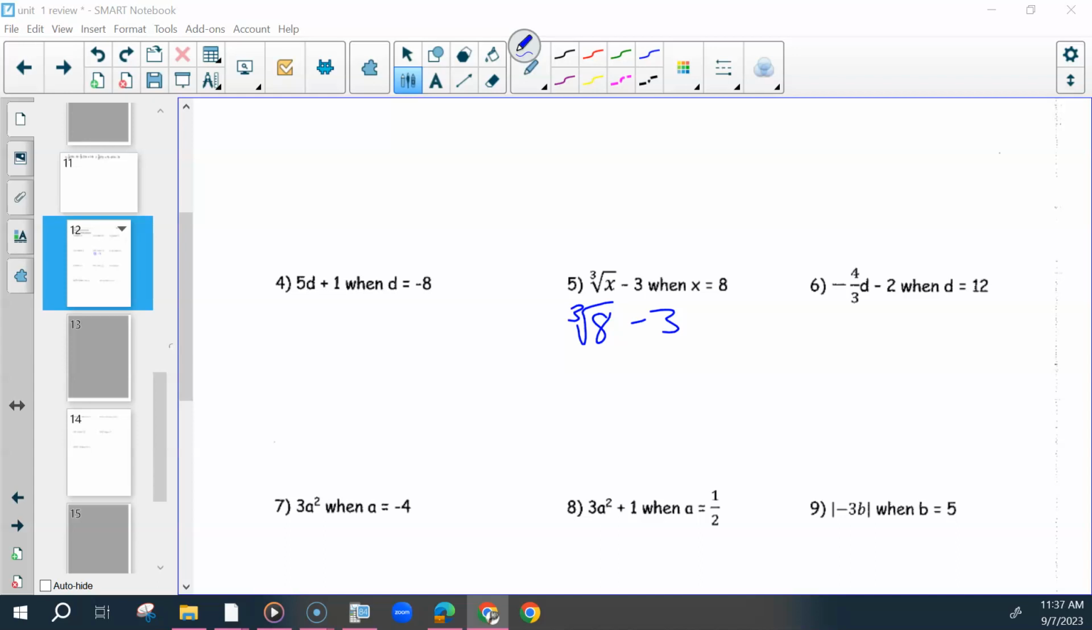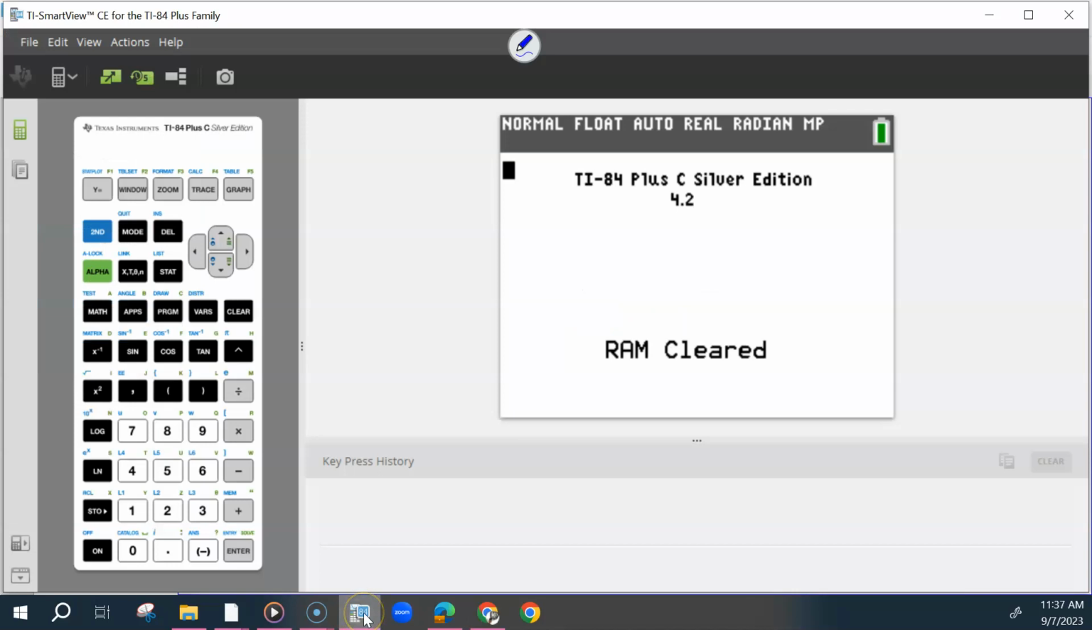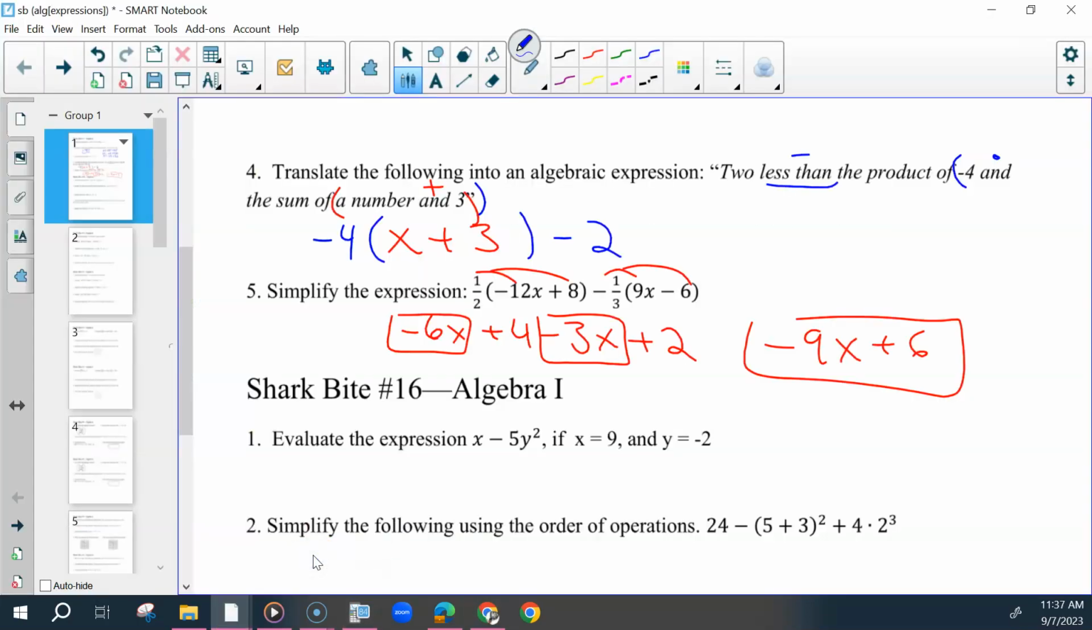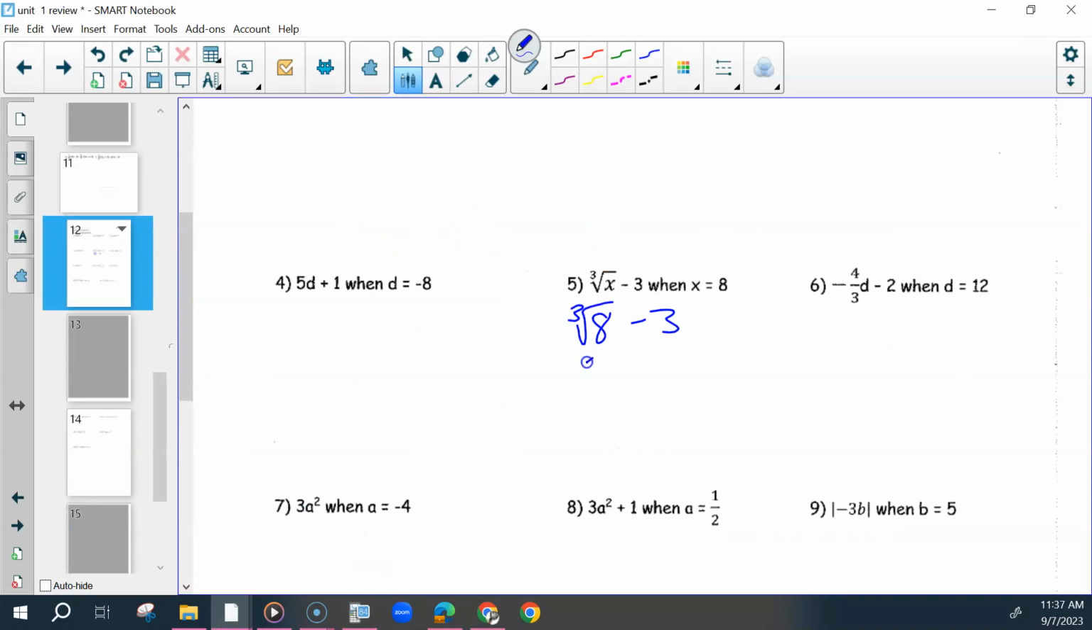Okay, so we would put 8 in, and then in your calculator you could go math 4 to get the cube root. So when you see cube roots, you should not be putting in square roots to the 3rd power. Those are 2 different answers. You're going to get 2 different things. And then you would simplify.